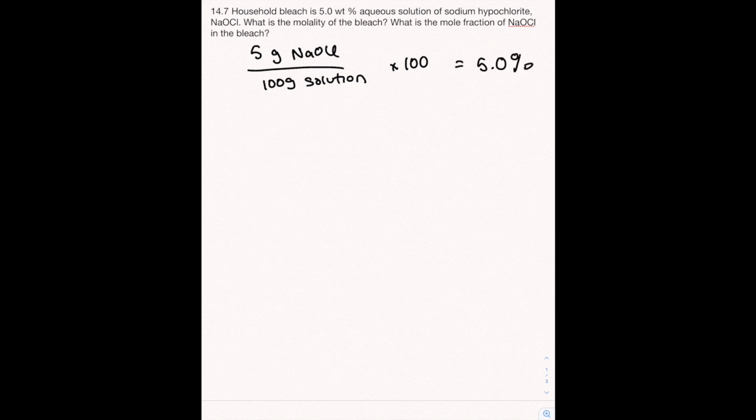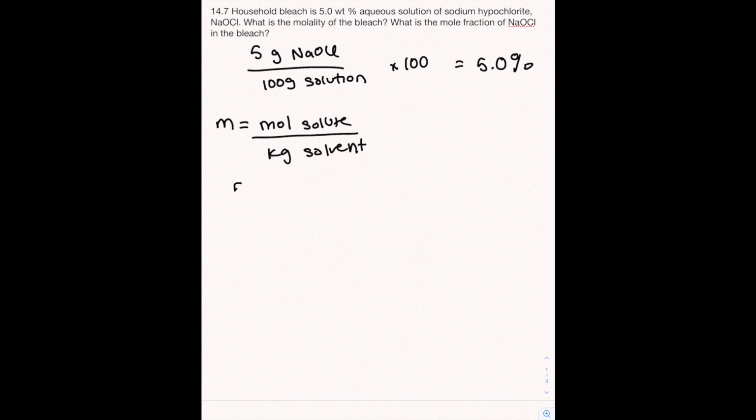So now let's solve the first part of the problem. So we're finding what the molality of the bleach is within the solution. So for molality, we need to find the moles of solute and divide that by kilograms of solvent. First, let's find the moles of solute.